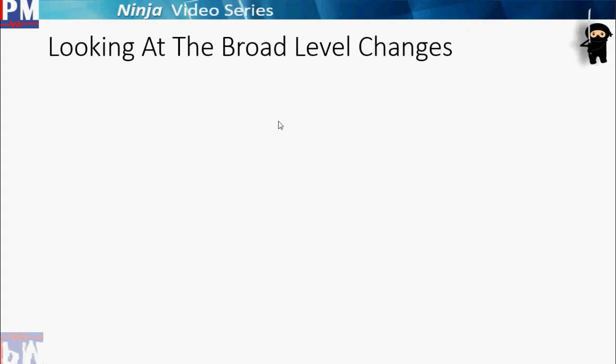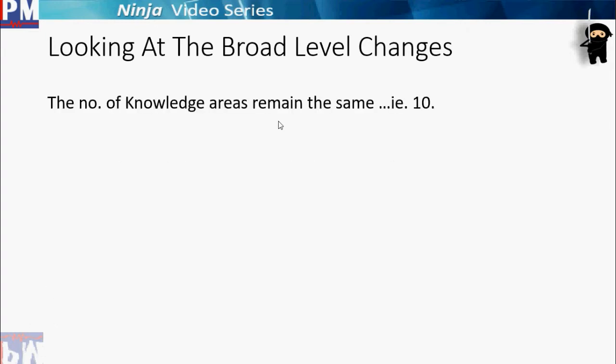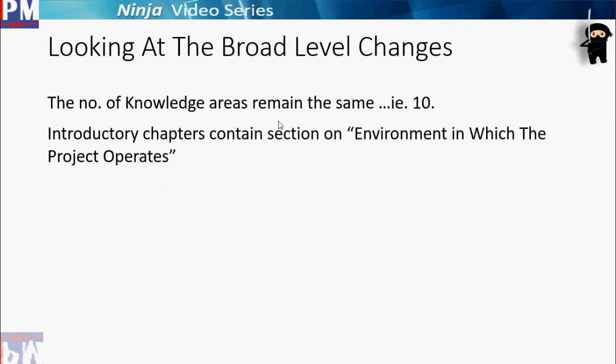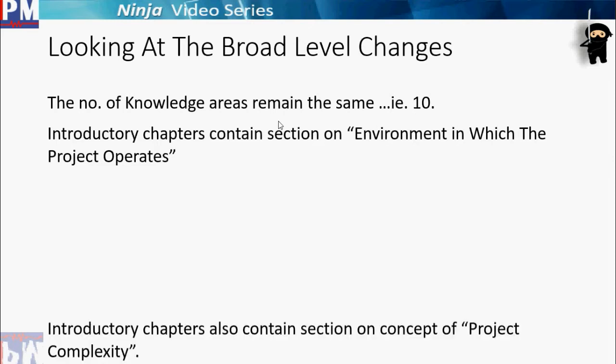Looking at the broad level changes of PMBOK 6th edition, the number of knowledge areas remain the same. There were 10 in 5th edition, there are 10 now. Introductory chapters contain a new section on the environment in which the project operates. The environmental aspects were talked about lightly in the 5th edition, but knowing the importance of internal and external environments of projects, this version of PMBOK has done justice by dedicating an entire section to the environment in which the project operates.